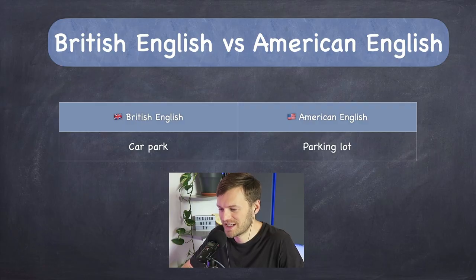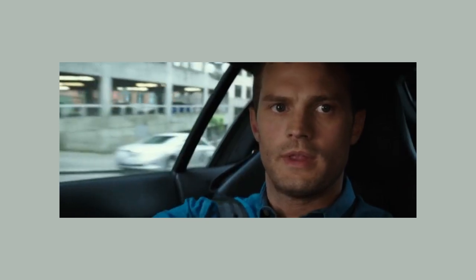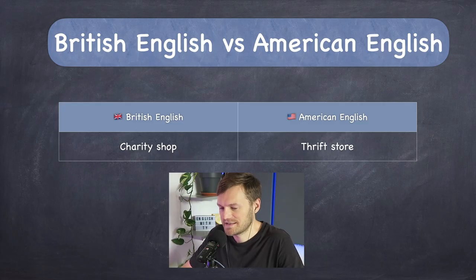And here's an example of the American English words for you. There, the parking lot.